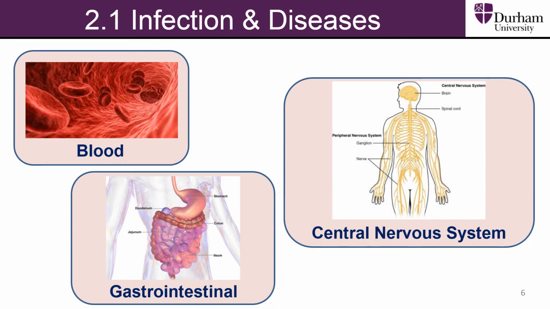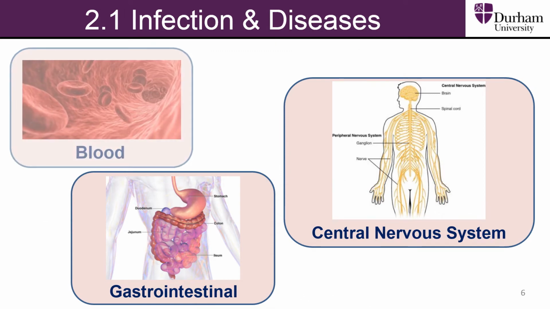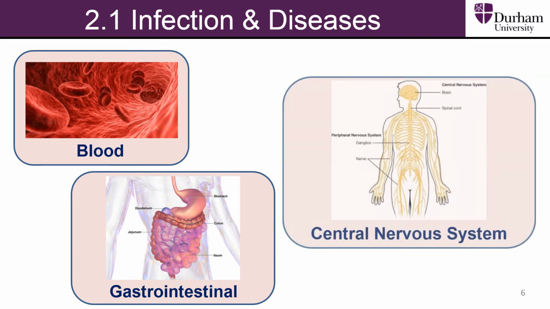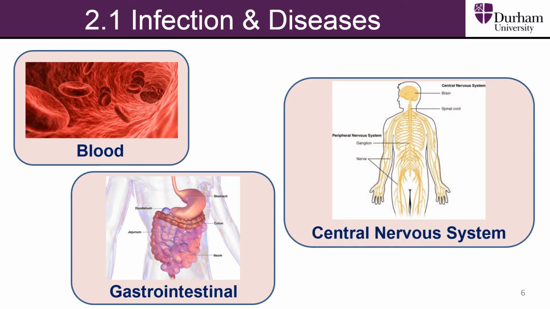Additionally, bacteria can enter a person's bloodstream, causing infection of the blood, which causes symptoms like fever and chills, rash, and confusion. Other infections can include the gastrointestinal system, which can lead to symptoms like vomiting and diarrhea, and infections of the central nervous system, such as meningitis, which causes symptoms such as fever, headache, and nausea.